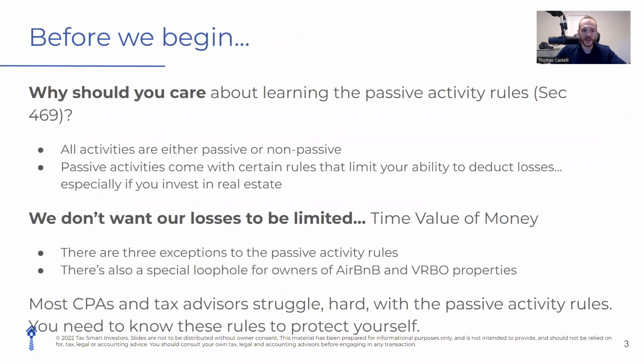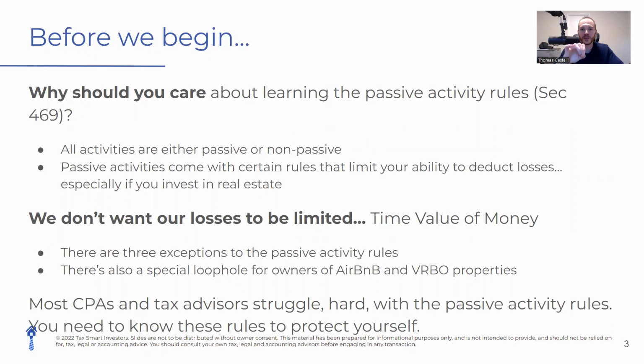Okay. So before we begin, why should you even care about the passive activity rules, right? Why is this Section 469? Why does this even matter to you? Well, the answer to that question is because all business activities are either considered passive or non-passive. And passive activities come with certain rules, especially rental activity. All rental activities, as we'll learn tonight, are passive by default. And passive activities come with certain rules that limit your ability to deduct losses, especially if it's rental real estate.